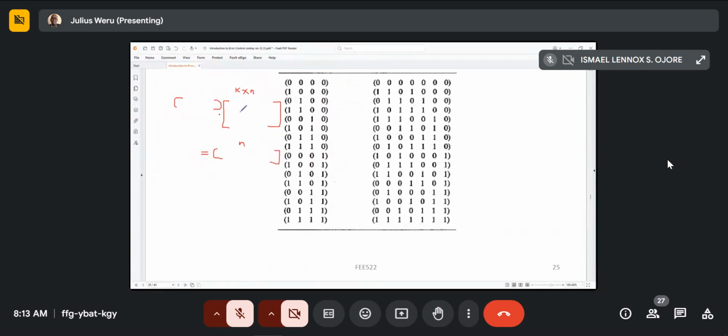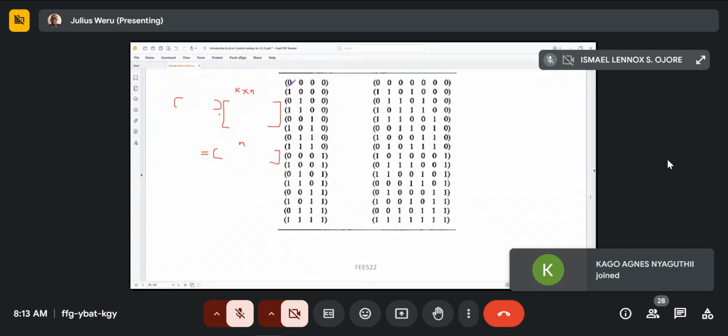So this matrix is the one we are seeing. It must have a part of it as the identity matrix, so that it gives us systematic code.